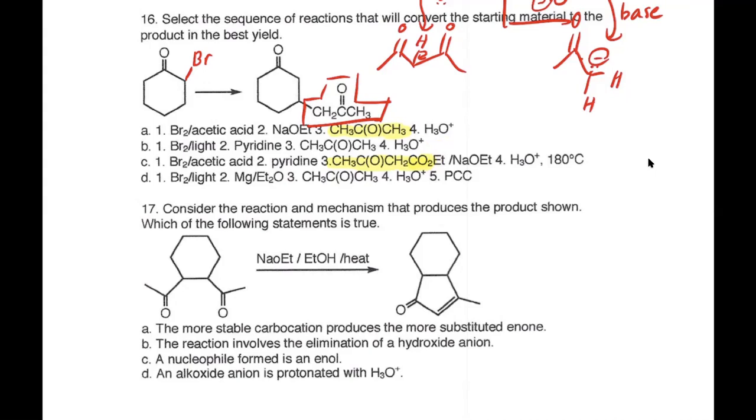So they're both bases. Now, which one's stronger? Sodium ethoxide, I would say it's probably stronger just because it has a charge on there versus pyridine, which doesn't. Pyridine, it's an aromatic ring with a nitrogen, right? Pyridine is going to look like that.